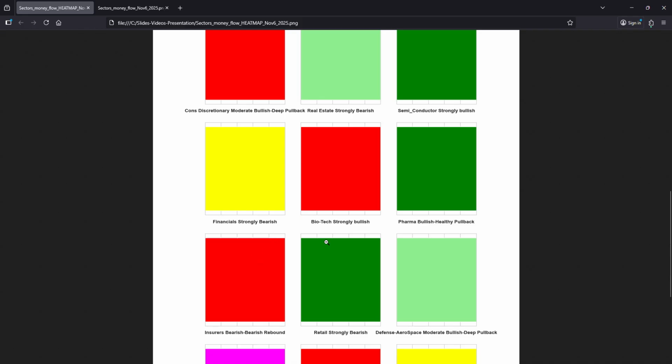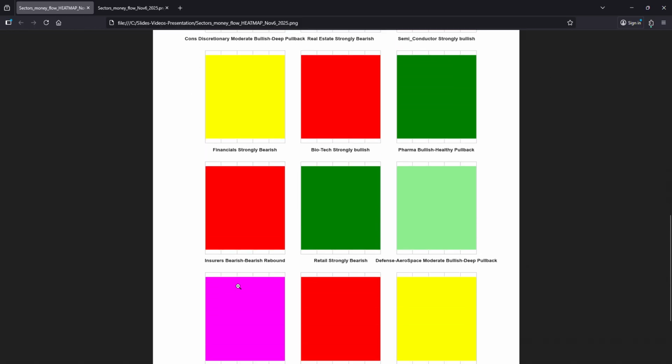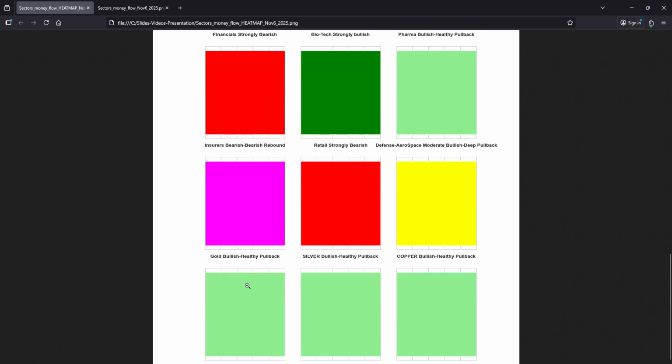Financial strongly bearish. Biotech strongly bullish. Pharma bullish, healthy pullback. Insurers bearish with a bearish rebound. Retail strongly bearish. Defense aerospace moderately bullish with a deep pullback. And gold, silver and copper all are bullish but healthy pullback.